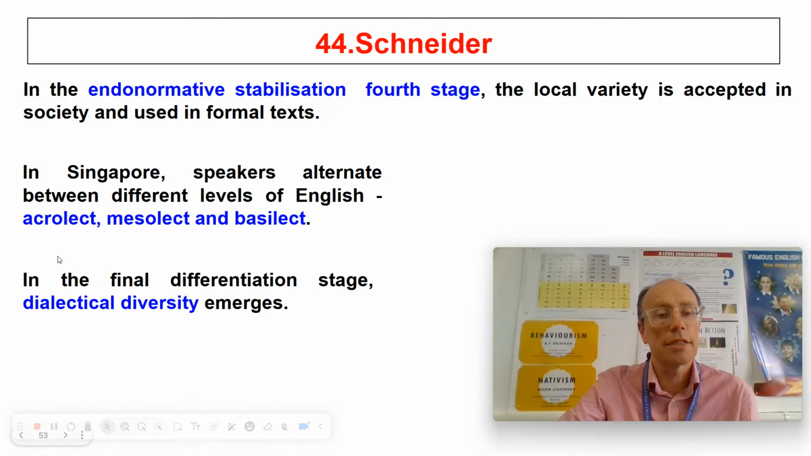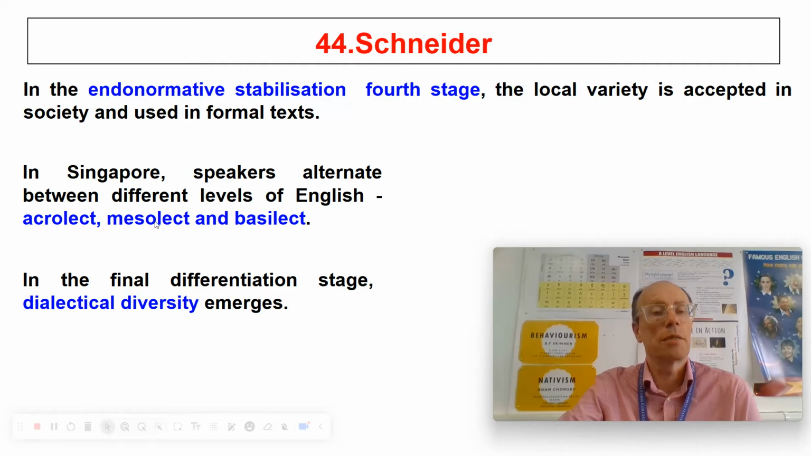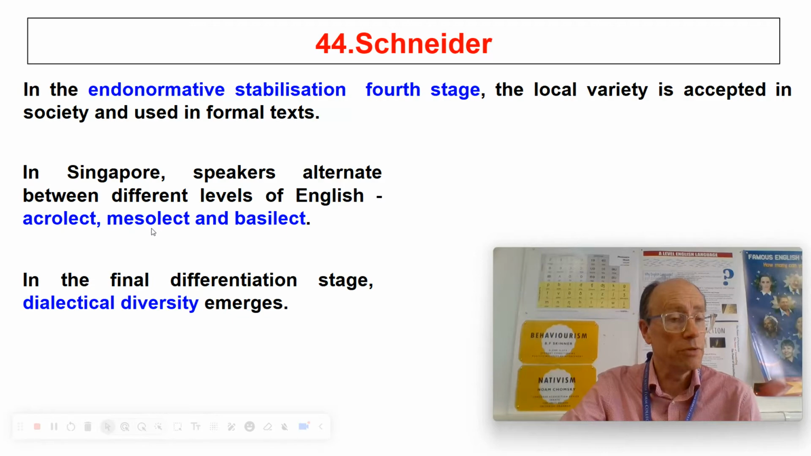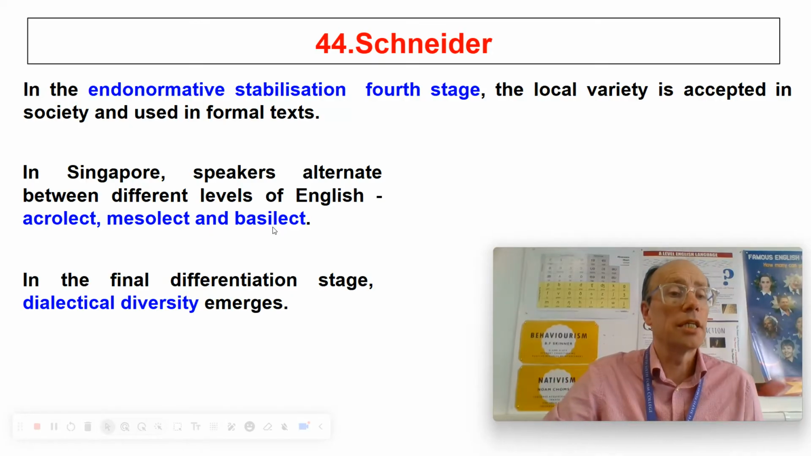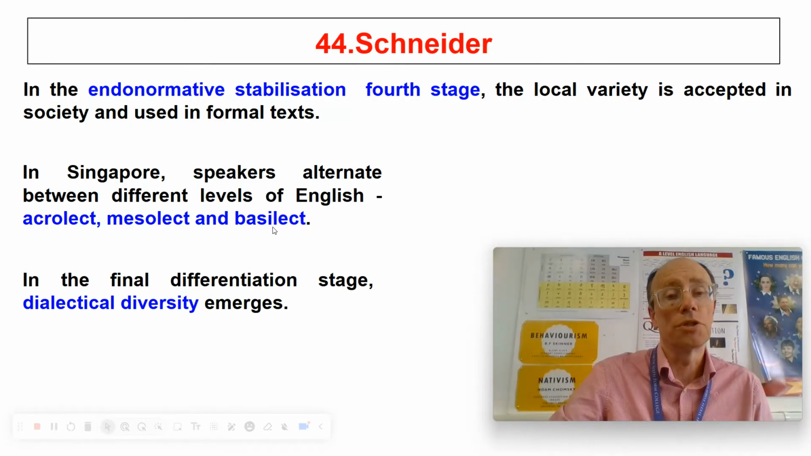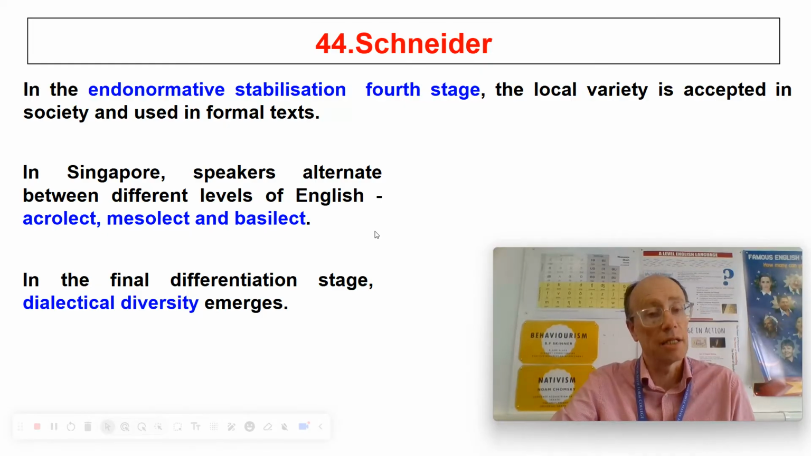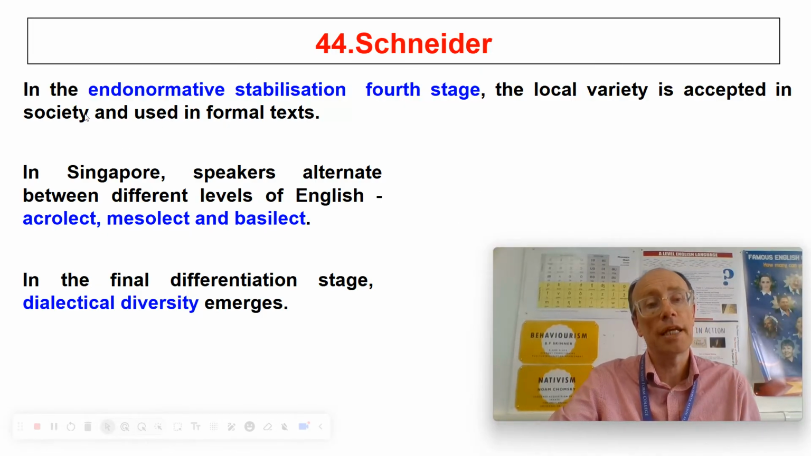Your acrolect is the form of language that is closest to British Standard English. Mesolect contains some forms which are slang and seem very different from British Standard English, using some of the local variant forms. And basolect is quite a broad vernacular, which is quite different from British Standard English. So if you were in Singapore, you might struggle to understand the speakers of this basolect. So this is what's happened in the endonormative stabilization fourth stage.